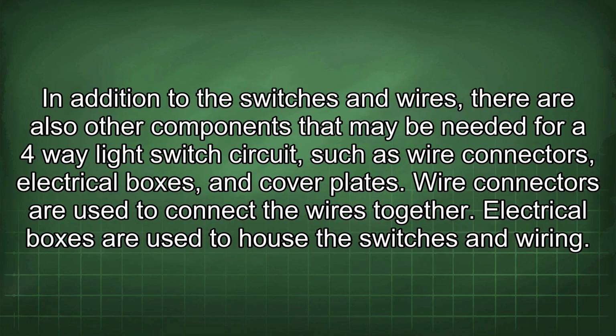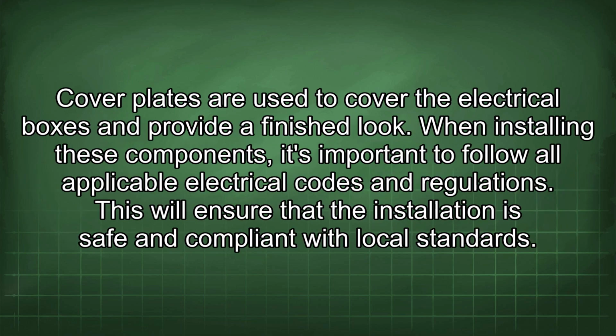In addition to the switches and wires, there are also other components that may be needed for a 4-way light switch circuit, such as wire connectors, electrical boxes, and cover plates. Wire connectors are used to connect the wires together. Electrical boxes are used to house the switches and wiring. Cover plates are used to cover the electrical boxes and provide a finished look. When installing these components, it's important to follow all applicable electrical codes and regulations. This will ensure that the installation is safe and compliant with local standards.